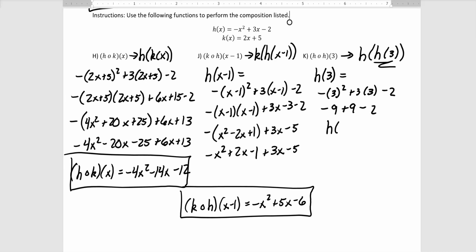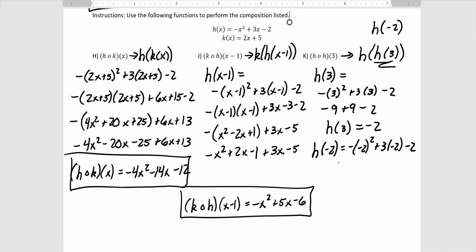So I find that h of 3. Negative 9 plus 9 is 0. All I'm left with is negative 2. So now that I know that h of 3 is negative 2, I need to find h of negative 2. So I will do the opposite of, here, let's go ahead and write this out. So we'll have h of negative 2 equals the opposite of negative 2 squared plus 3 times negative 2 minus 2.